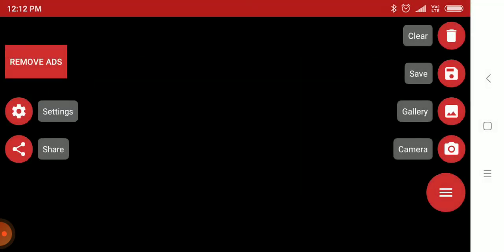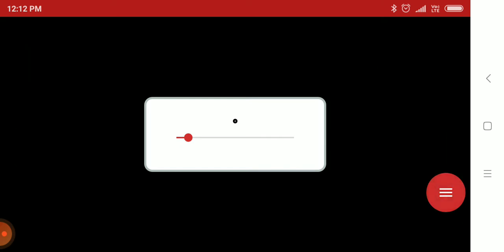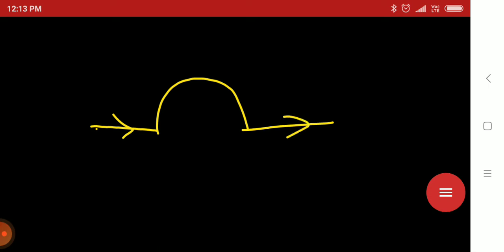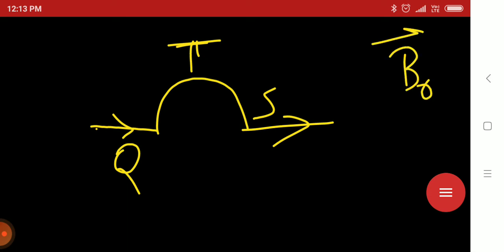First of all, we will solve a problem on magnetostatics. So let's try to solve that. First I will draw a circular arc. Okay, I give it the name QTS. Now it is kept in an external magnetic field B0. This circular arc is problem number 1. This circular arc is kept in an external magnetic field B0 as shown in the figure.